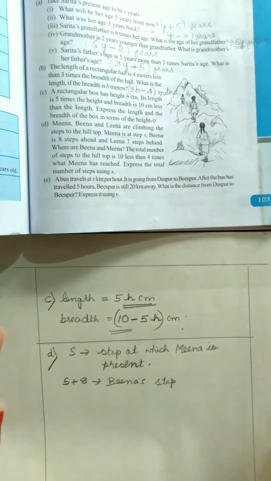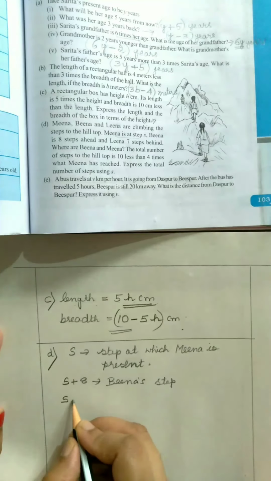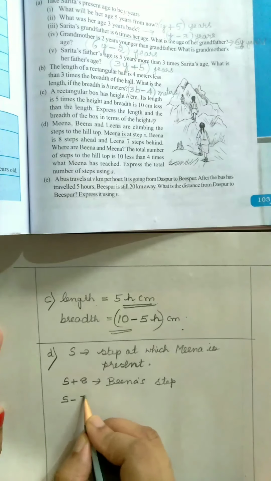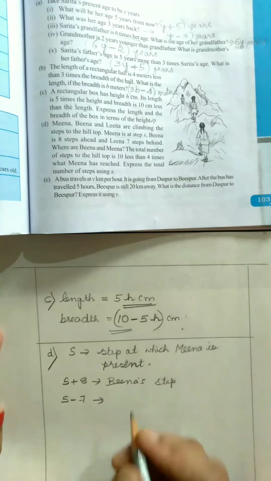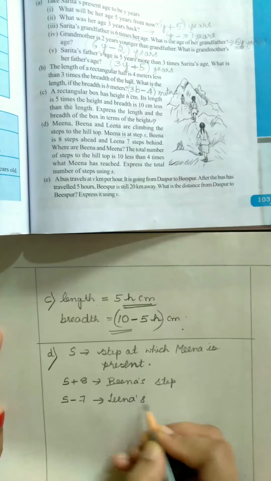Next, Leena is 7 steps behind. Leena is between Meena and Beena. Okay, so Leena is 7 steps behind. 7 steps behind means it is back, so it is minus. Yes, s minus 7 will be Leena's step.